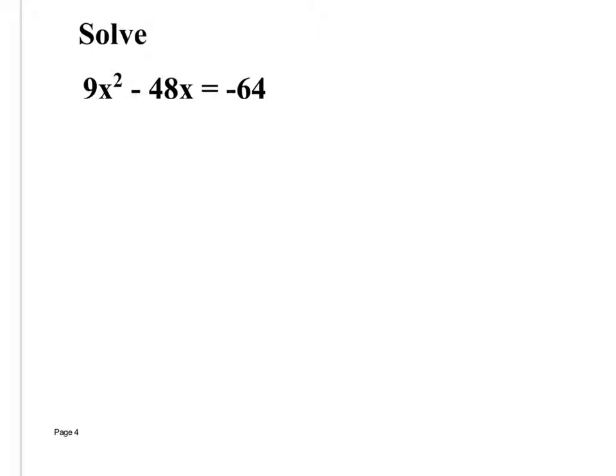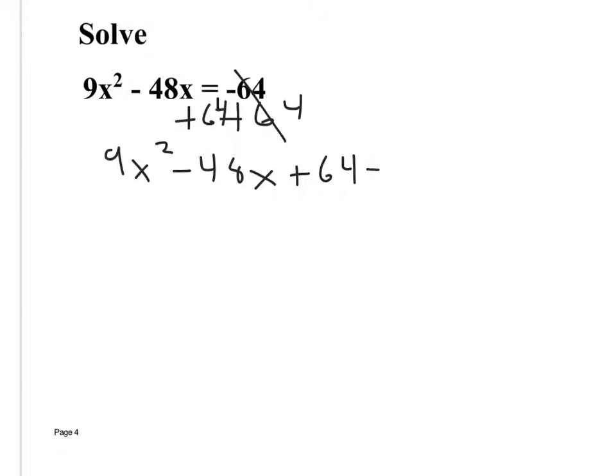All right, so now we're solving. Now we're trying to find out what x's make this true. So what I always do is I always want one side to be equal to 0. So I'm going to add 64 to both sides to get 0 on one side. 9x squared minus 48x plus 64 is equal to 0. Now I can solve.